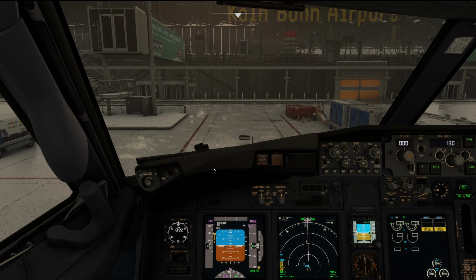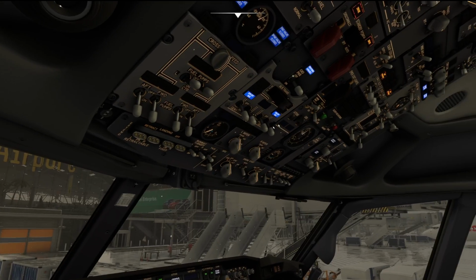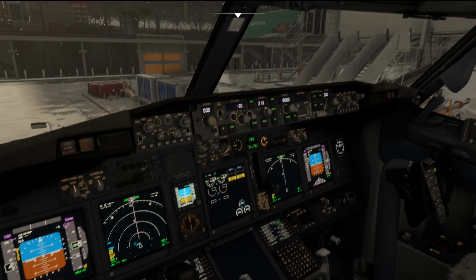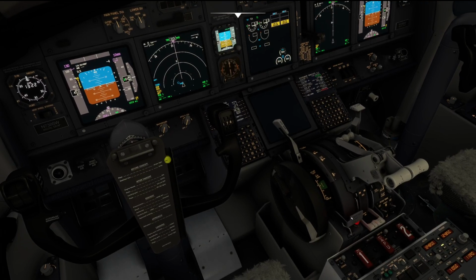So we're waiting for the service providers now to remove the external equipment as soon as our APU is started, and when that is complete we can then start our pushback. So APU is online, equipment is going, brake is set of course.